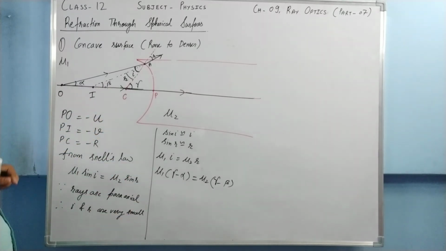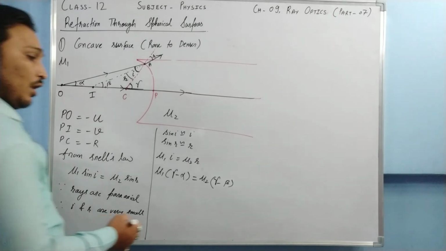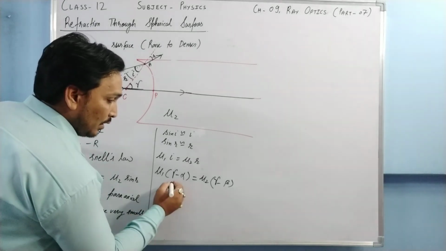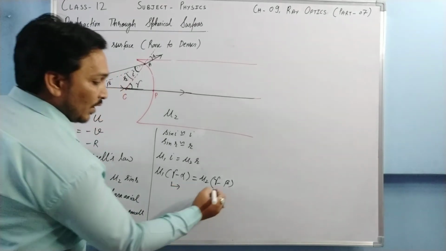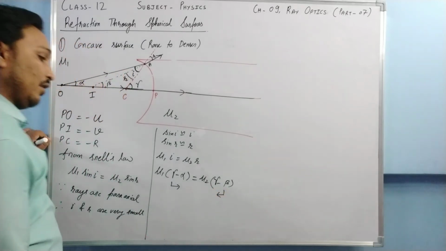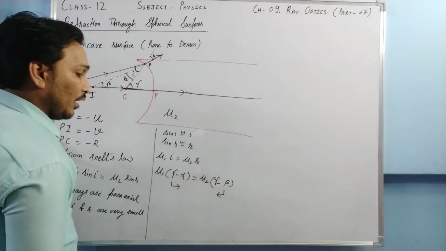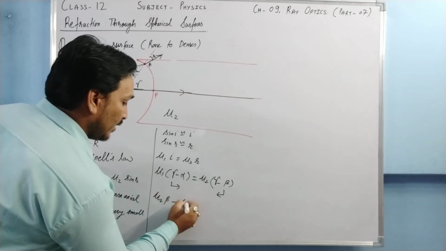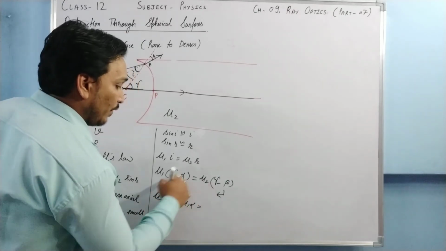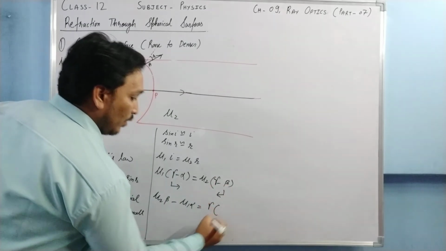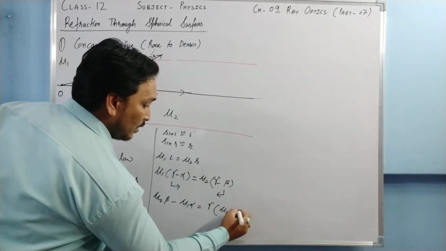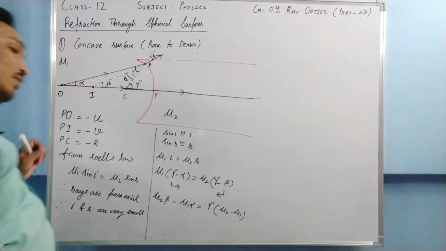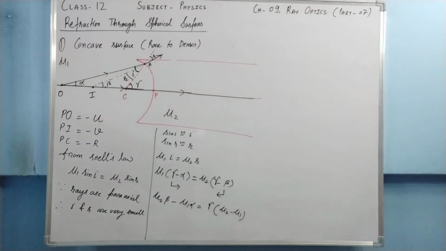So what I'm going to do now is take gamma and gamma together. This gamma is transferred to that side, and this beta is transferred to this side. The minus will come over and become plus. So it will be mu 2 beta minus mu 1 alpha is equal to, if I take gamma common, what I'll be having? Mu 2 minus mu 1.